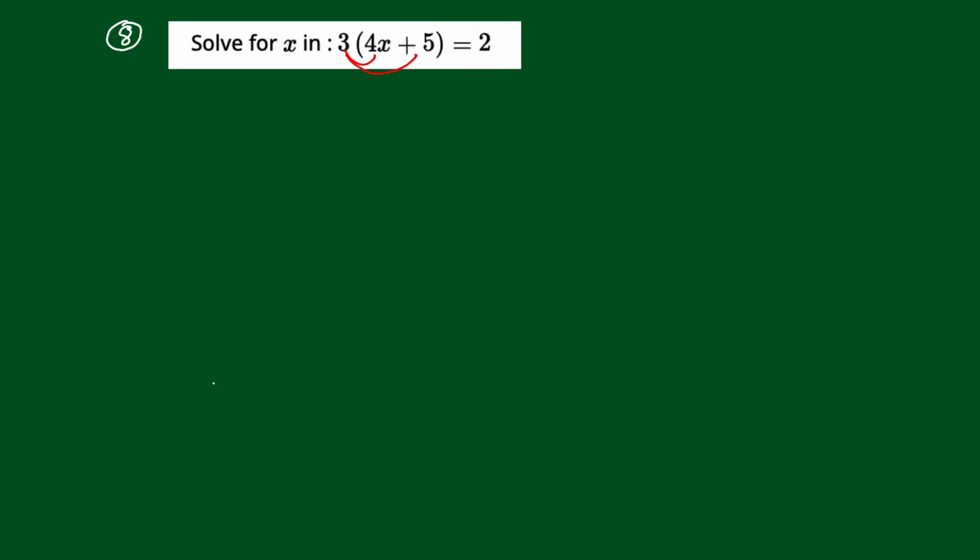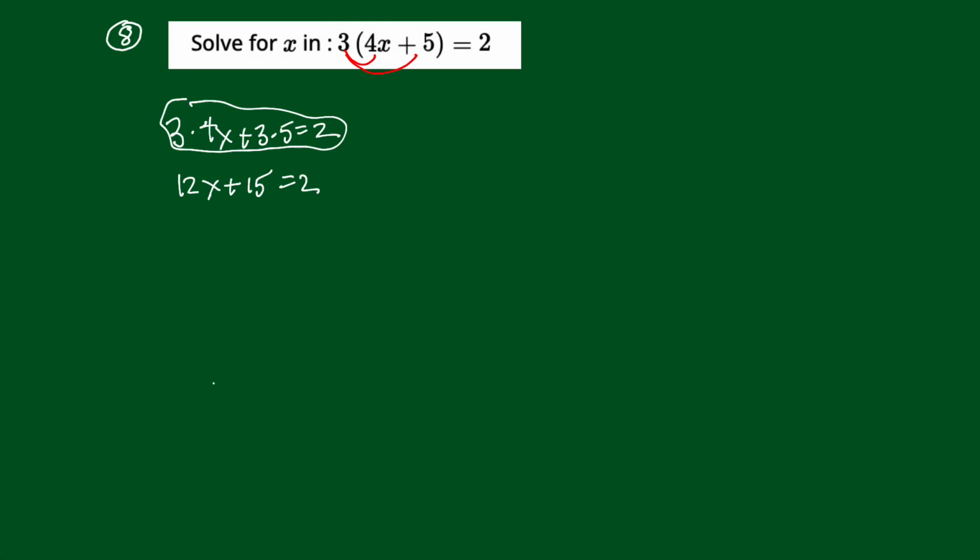All right, so we are going to have 3 times, now I'm going to write out what I'm doing. 3 times 4x plus 3 times 5 is equal to 2. Now normally you could just go to this step right here. 3 times 4x, 12x, plus 3 times 5 is 15. So that part there might just be in your head. And the whole thing's equal to 2.